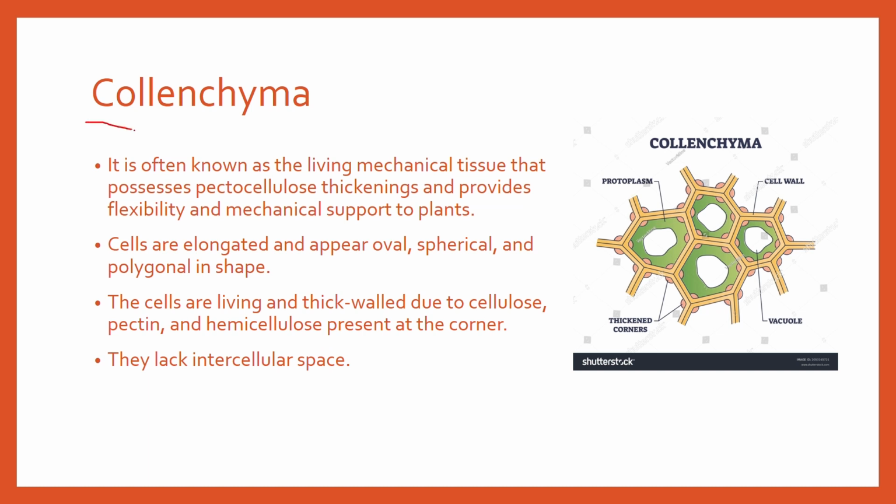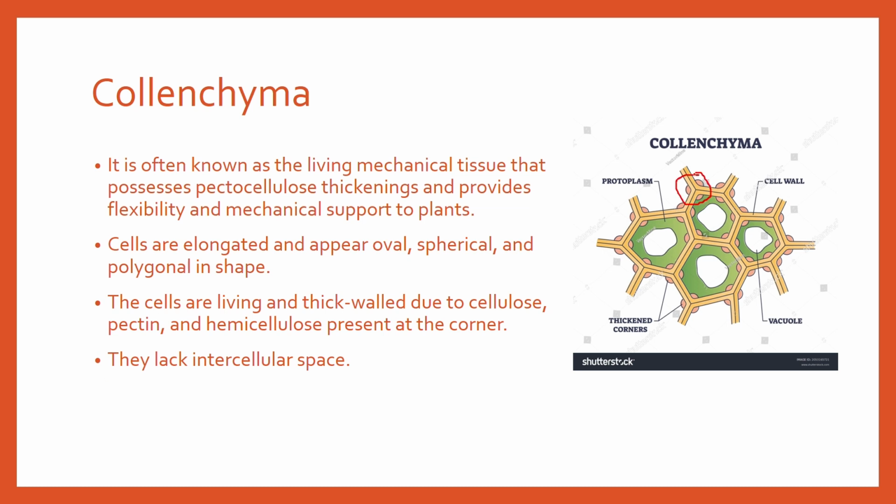So next one is collenchyma tissue. It is often known as living mechanical tissue. So it is also a living tissue and it provides mechanical support to the plant. It also possesses pectocellulose thickenings and provides flexibility and mechanical support to the plant. Pectocellulose means the cell walls are highly thickened due to the presence of cellulose, pectin and hemicellulose.